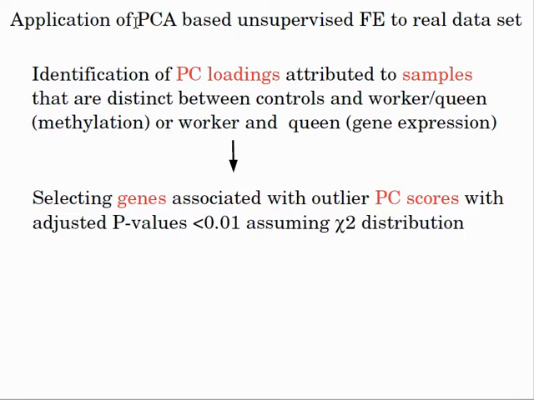Then we applied this method, PCA-based unsupervised FE, to a real dataset. First, PC loadings are attributed to samples, in this case workers and queens. Then, if the PC loadings are distinct between the worker classes, we can select these PC loadings to select genes. Using the corresponding PC scores taken from the PC loadings, we can select genes using p-values obtained by assuming a chi-square distribution for the distributions of genes.